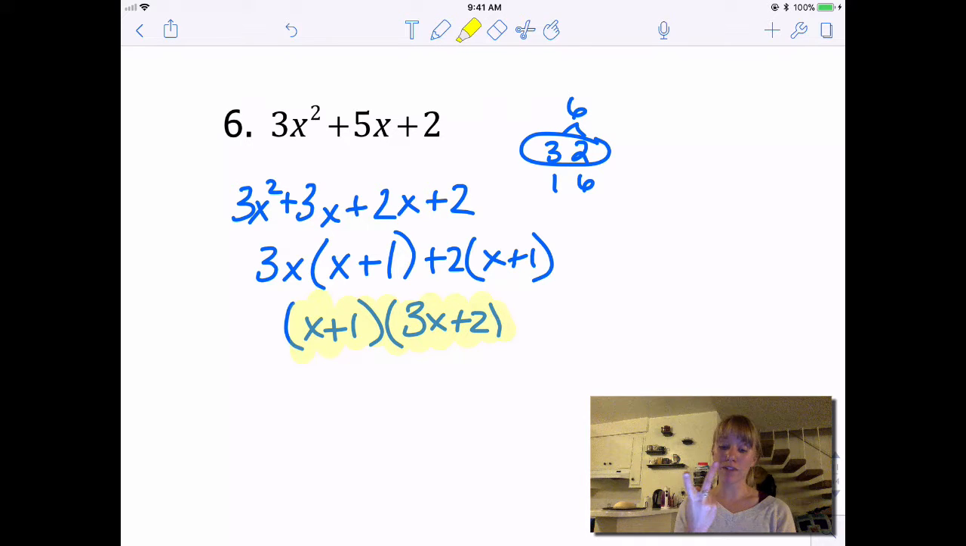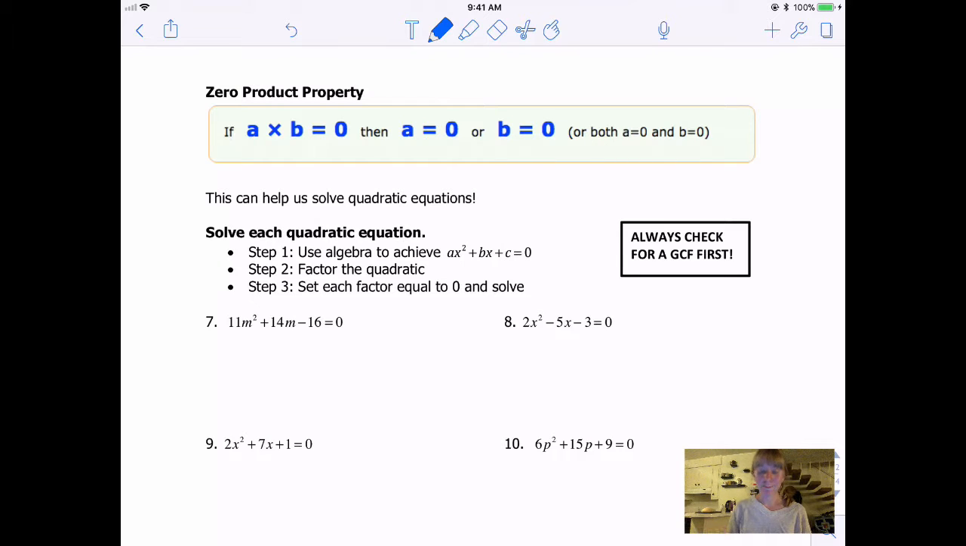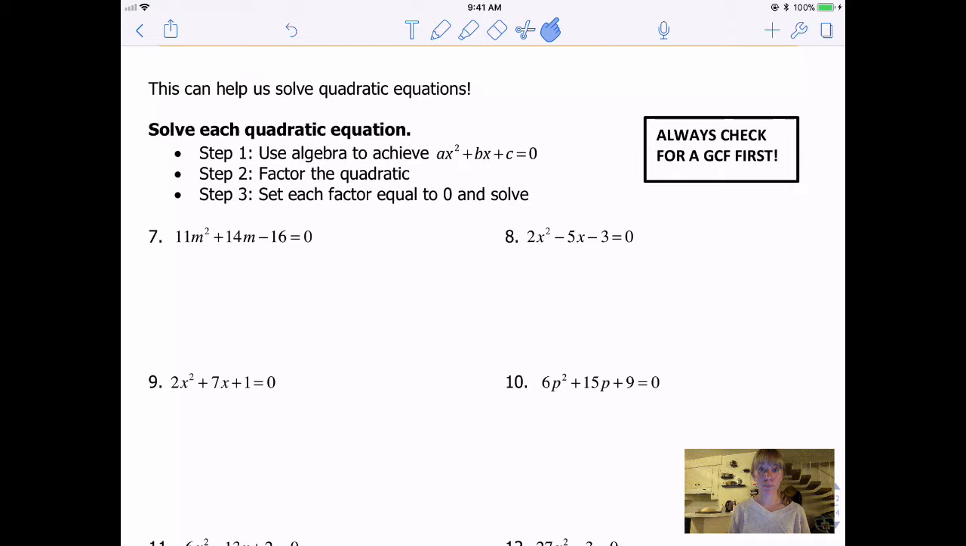If you had them flip-flopped, 3x plus 2 times x plus 1, that is just fine. Now we're going to go back to our zero product property. So we know that if we have a times b equals 0, so two things multiplied to give us 0, that either the first one is 0 or the second one is 0, or both. So this, as we've seen before, can help us solve some quadratic equations. We always need to make sure that our equation is set equal to 0.